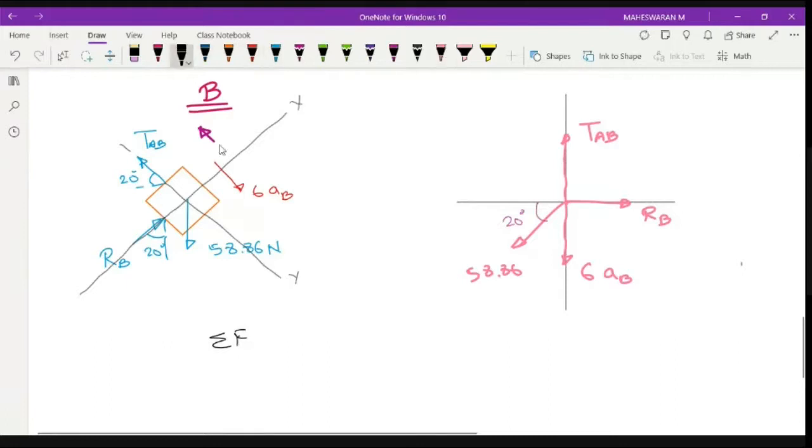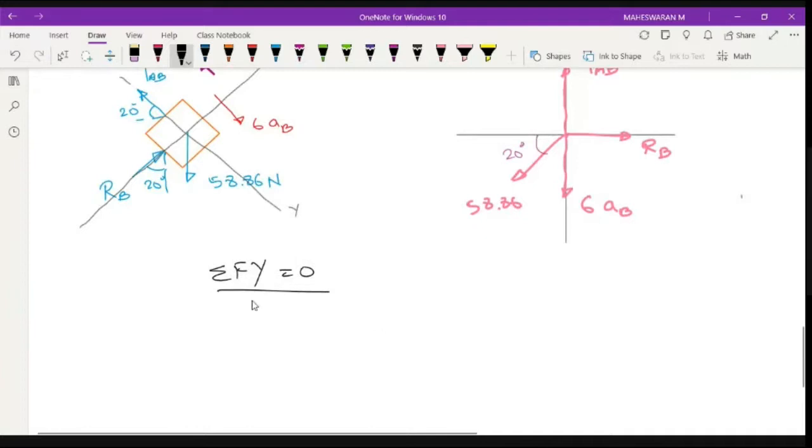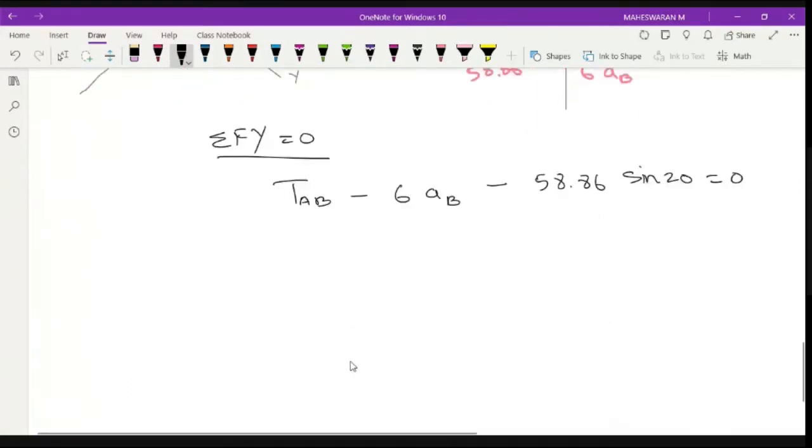Directly we can go for Fy and we will equate it to 0. So we consider Fy, so TAB minus 6AB, and bringing to the side 58.86 sine 20 degree is equal to 0. So in that case, I will get TAB minus 6AB equal to 20.13. So 20.13, equation 2.